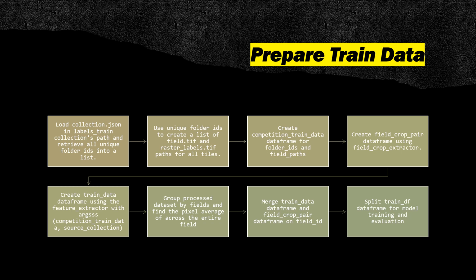Group the processed data set by fields and find the pixel average across the entire field. Merge train data frame and field crop pair data frame on field ID. And then eventually we're going to split the train df data frame for model training and evaluation.